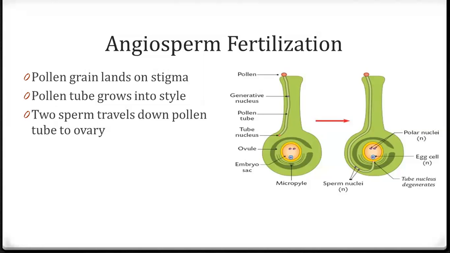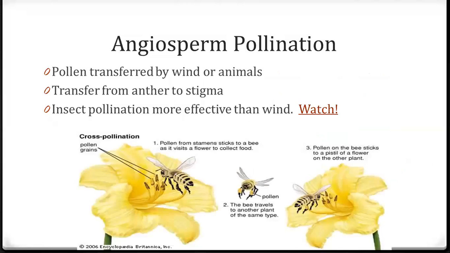All right, so we're going to talk about angiosperm pollination and fertilization. So angiosperm, remember, is a flowering plant.